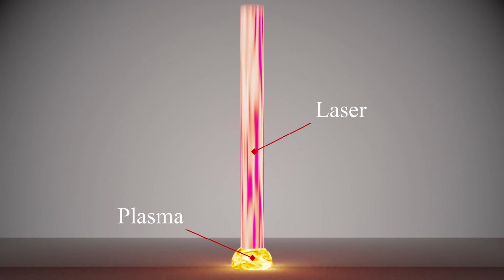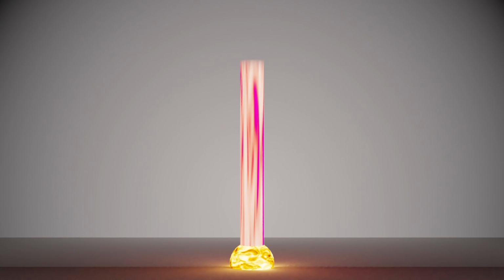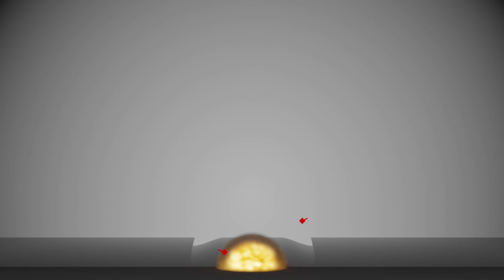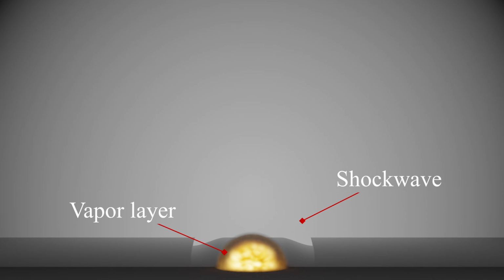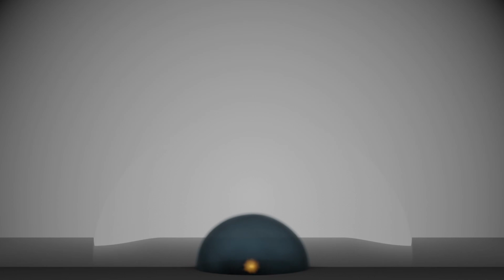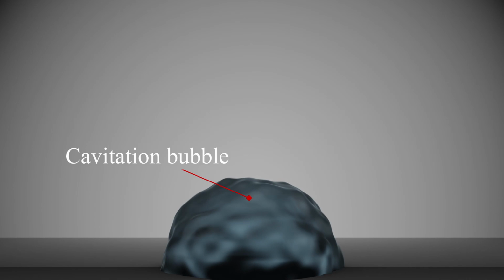A laser pulse is traveling through the water, hits the base material and forms a plasma. The plasma heats up the water around it and creates a rapidly expanding vapor layer. This rapid expansion also creates a shockwave. The vapor layer expands into a cavitation bubble. The cavitation bubble implodes after its initial expansion, sending out a second shockwave.